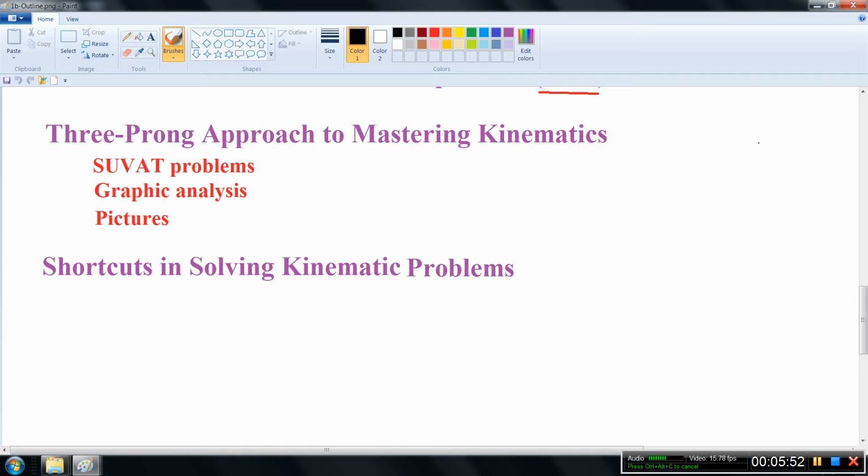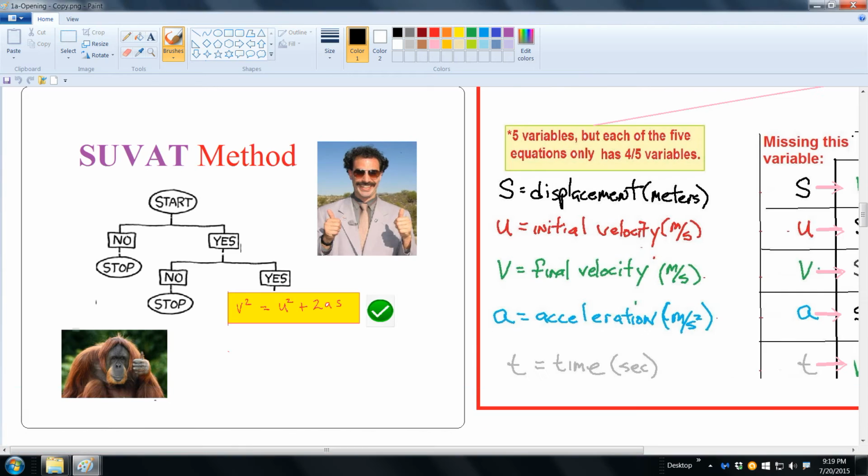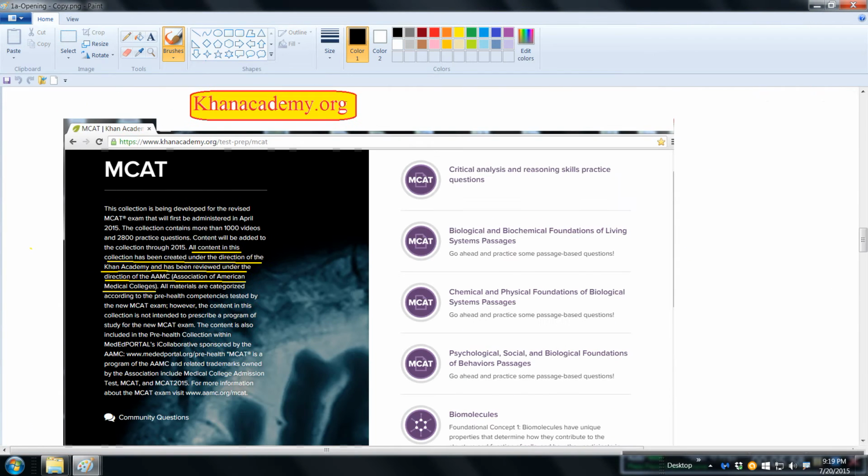So let's go back and look at how to do a kinematic problem. The one I'm going to take is from the Khan Academy website. Probably many of you are familiar with Khan Academy's website. It's got a new section for the revised 2015 MCAT, and the Khan Academy people have developed a MCAT test prep section that is excellent.